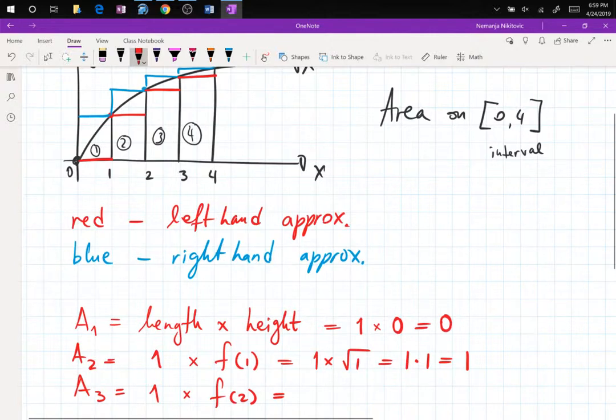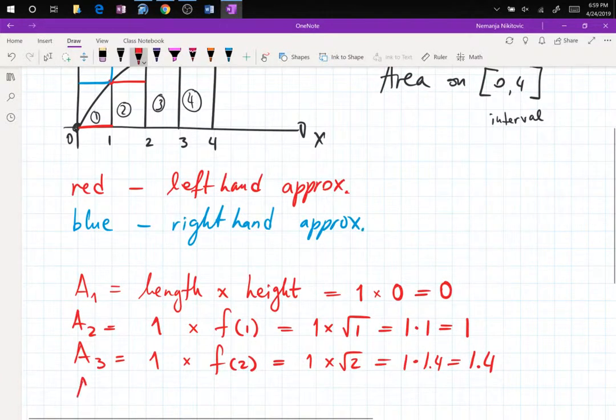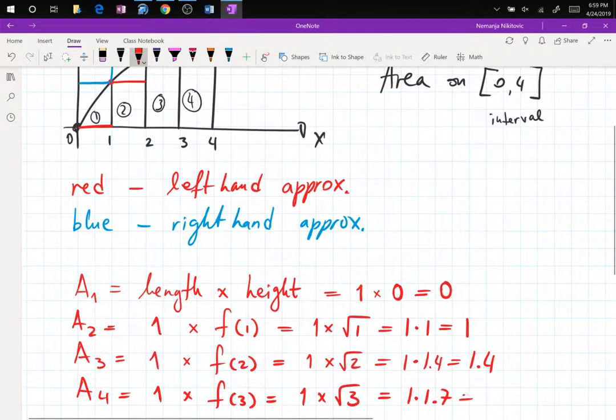F of 2, right? So let me box off that rectangle. Do we see that the height of that rectangle is calculated at x equals 2 because that's the point that hits the black line, right? So 1 times square root of 2, which is about 1.4, good enough. Finally, A4 is 1 times f of 3, which is 1 times square root of 3, which is about 1.7.